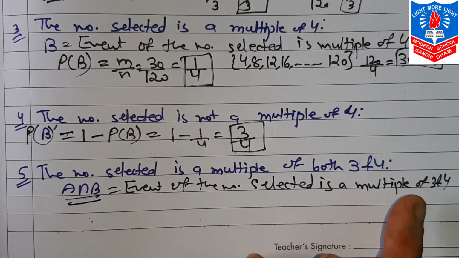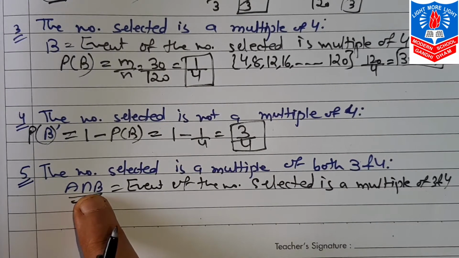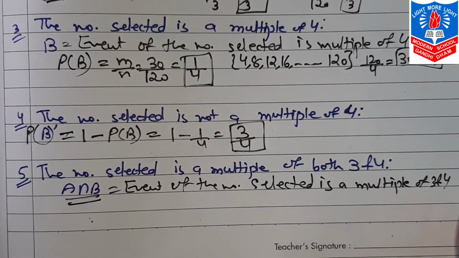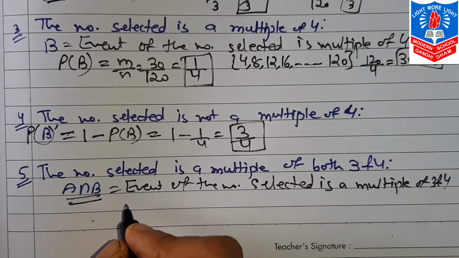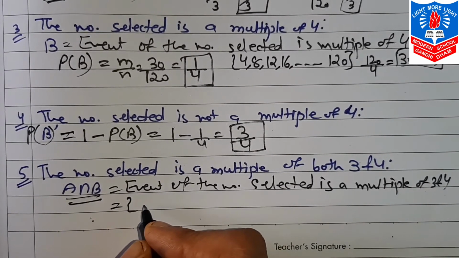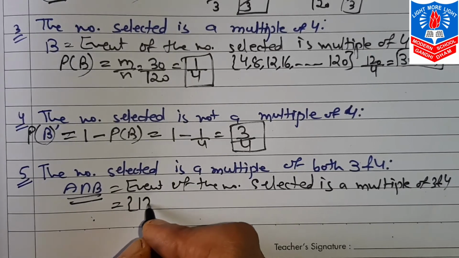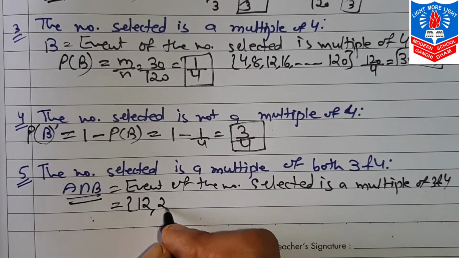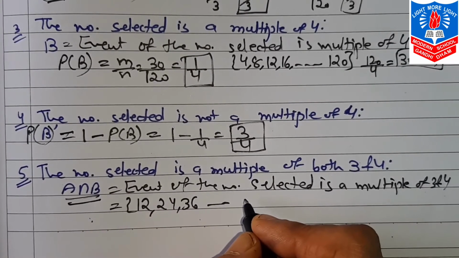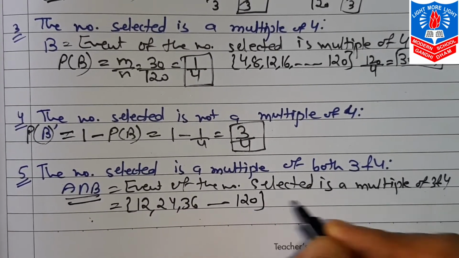So what we will do? We can say that A intersection B is the common values of 3 and 4. Now the common value of 3 and 4 means 3 into 4, that is 12. So here A intersection B will start from 12, 24, 36, and the last number will be 120.